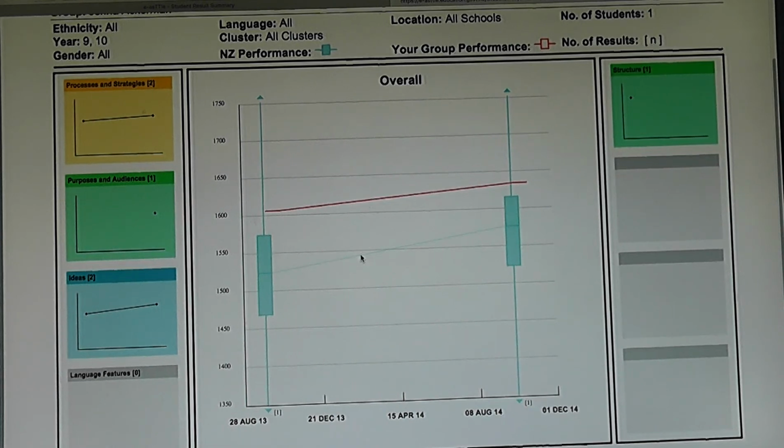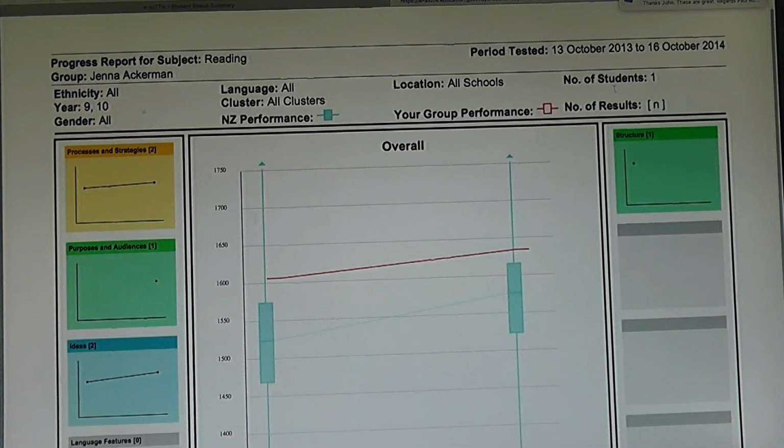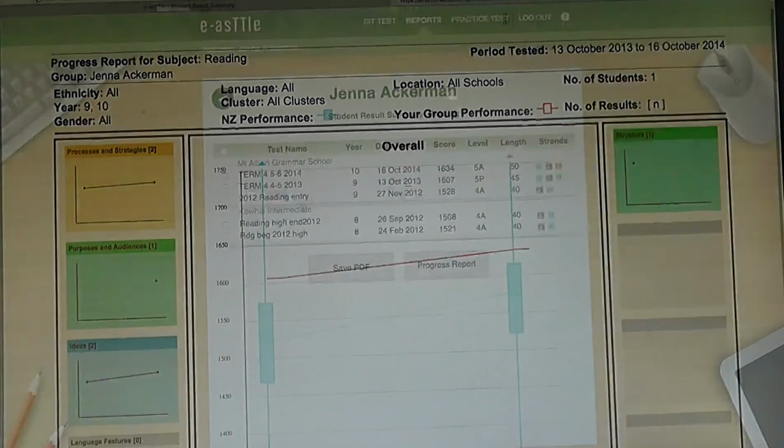So that's a really interesting one for kids to have a look at their own progress with, because it enables them to monitor how they're doing as an individual compared to the rest of the country who sat that same test. And that's really comparing year 9 and year 10 over all clusters, right across everyone that's done an asTTle test pretty much from October 2013 to October 2014. So quite a good one, really.